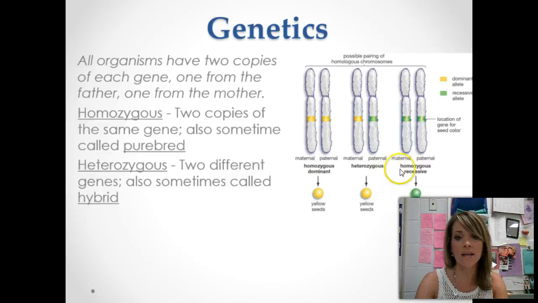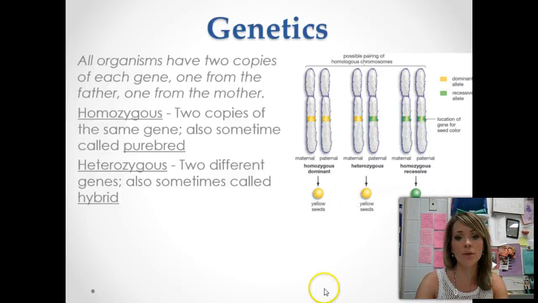Notice how it says homozygous down here? Another word for this is purebred. Some of the assignments that we'll be doing will refer to this as purebred, meaning it's pure. It doesn't have anything mixed in with it. Now the opposite, if you get one of each, if you don't get a matching set, in this case one allele for yellow and one allele for green, that's known as heterozygous. Remember, hetero means different, so you get two different alleles. This is also called a hybrid because it's a mix of two different alleles.